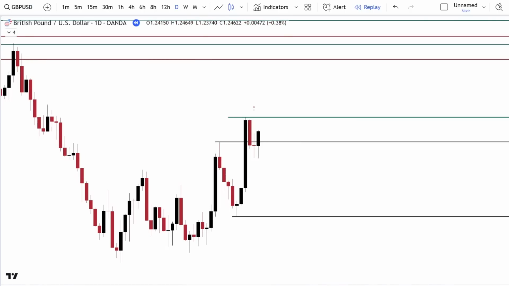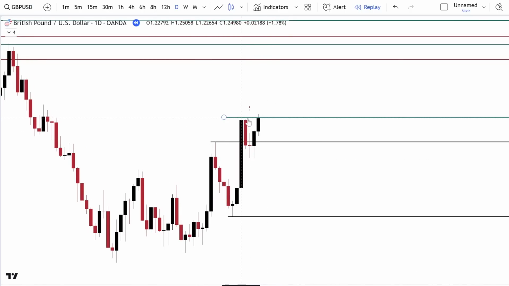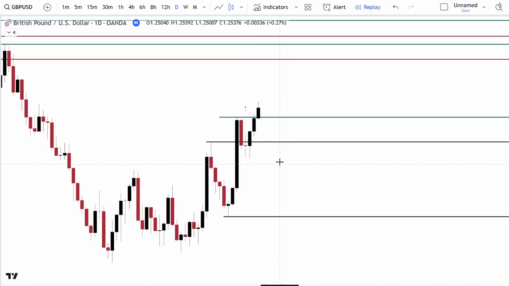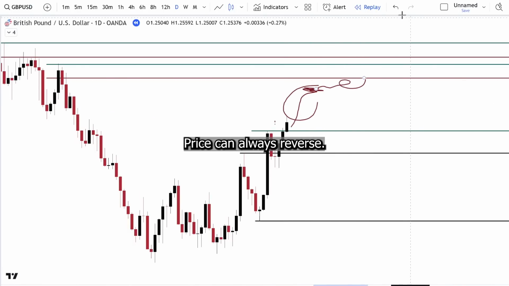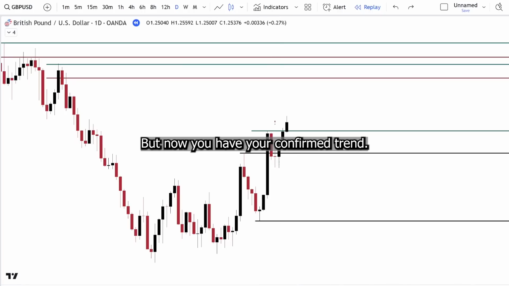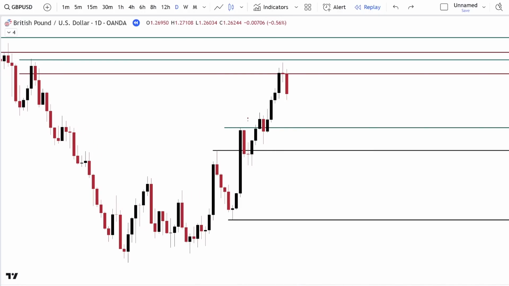So let's see. The candle did not completely close above. Now we have a close. So now we have a confirmed trend until this point. This is our first point of danger. Price can always reverse from here or anywhere close to this level. So I always say if you have a wide range where you can trade from here all the way to somewhere close to your danger zone, that's completely fine. Here, price can always reverse. But now you have your confirmed trend. And now, as you can see, price is reversing and forming a new range. So now you start this process all over again.